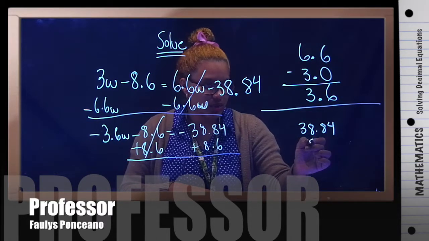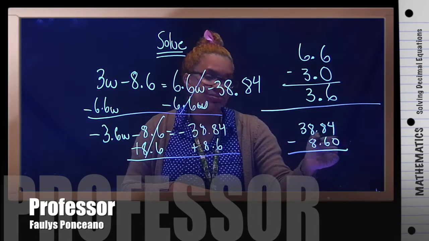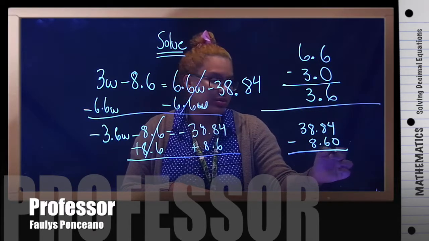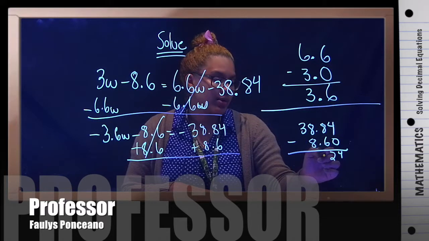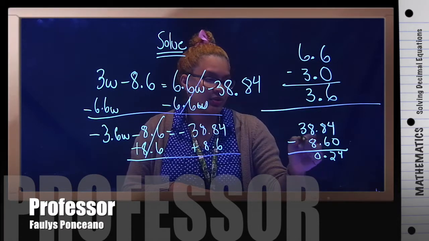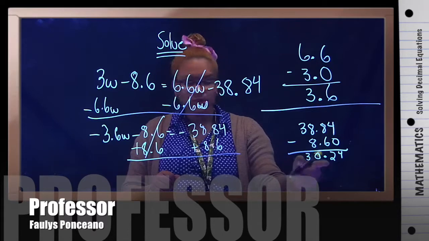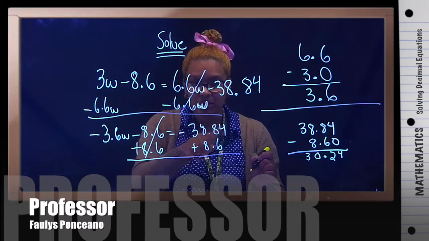38.84 minus 8.6. Again, I'm going to put my 0 there as a placeholder. 4 minus 0 is just 4. 8 minus 6 is just 2. Write down my decimal. 8 minus 8, 0. Write down my 3. You can put a 0 there if you want. 3 minus 0, just 3. So 30.24. Keep in mind that the negative 38.84 is the negative.